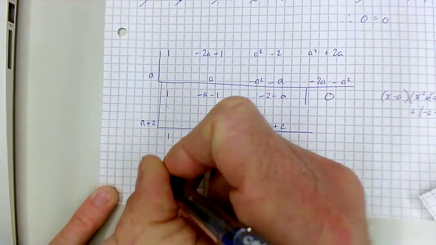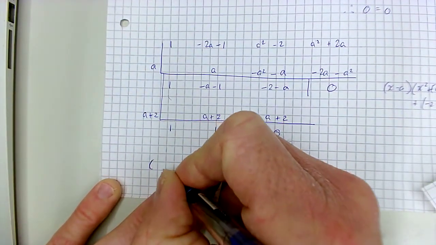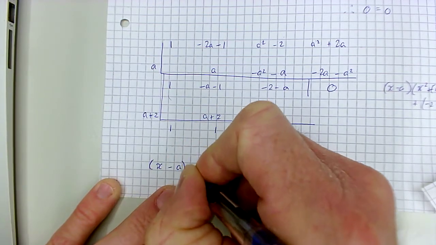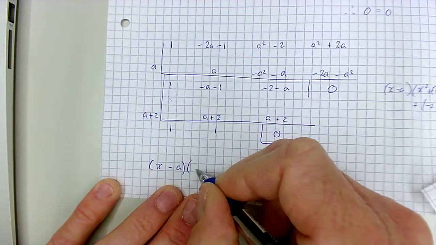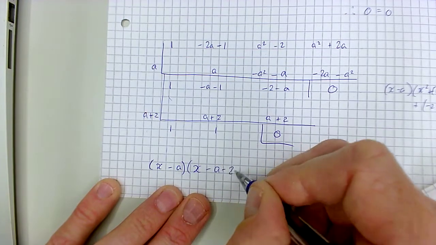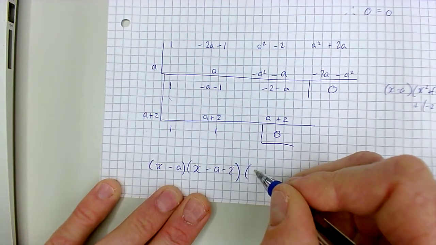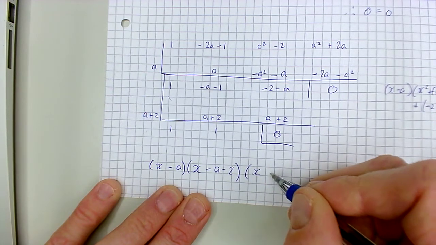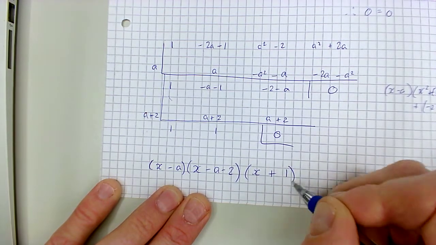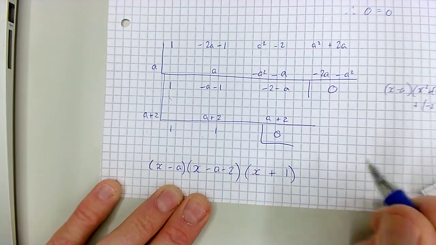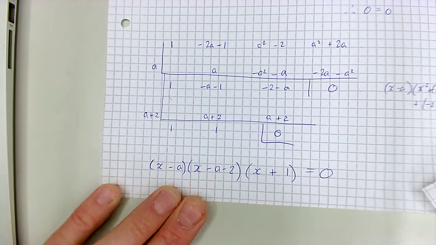So finally, we can write out the equation in factorized form. The first factor was x minus a. The second factor was x minus a minus 2. And the final factor is 1x plus 1. Okay, because these are the coefficients, and we know that that equals 0.